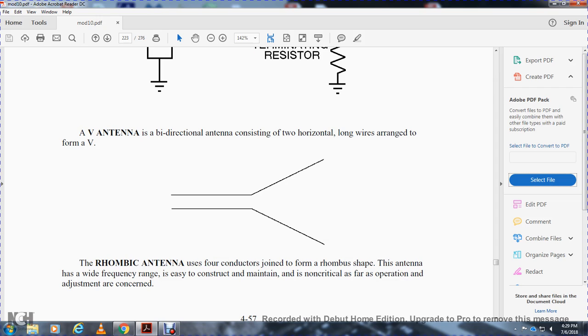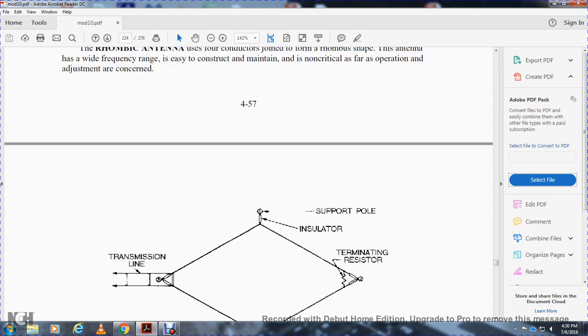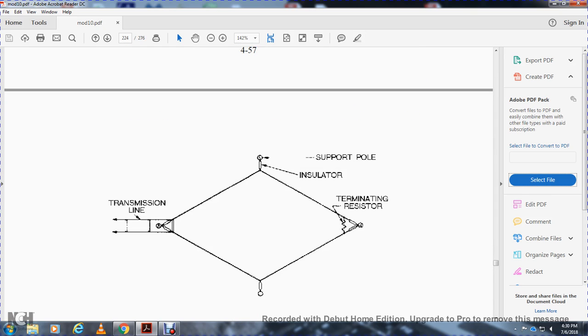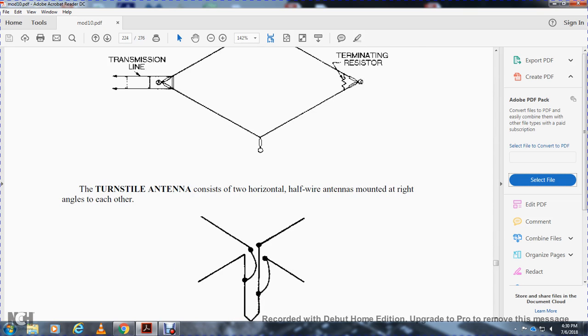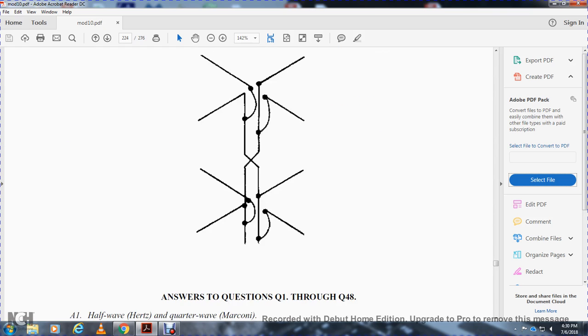The rhombic antenna has four conductors joined in a rhombus shape. The antenna has a wide frequency range with easy construction, and is non-critical as far as operation and adjustments are concerned. Transmission line, support pole, insulator, terminating resistor. The turnstile antenna consists of two horizontal half-wave antennas mounted at right angles to each other.